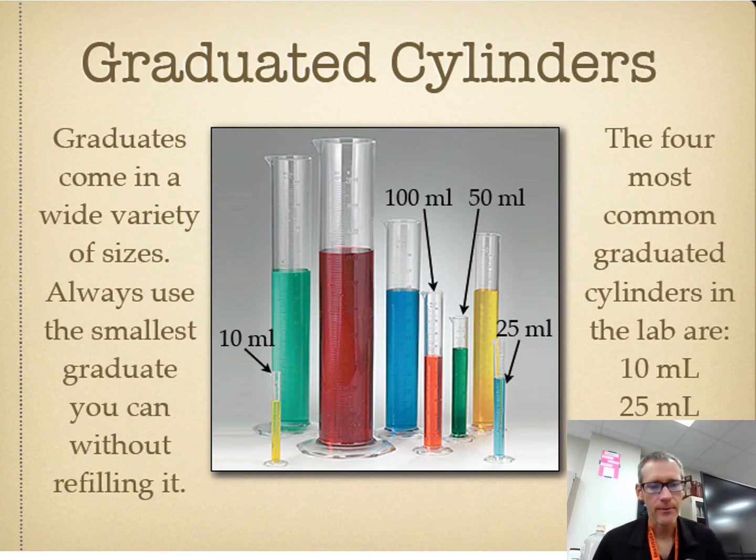Graduated cylinders are just vertical rulers that measure volume. This is always used to measure volume. You always want to use the smallest graduated cylinder you can without refilling it. So if you need to measure 5 milliliters, you use the smallest one possible, which is the 10 milliliter graduated cylinder. Most common ones we have are 10, 25, 50, and 100. We do have 250, 500, and 1000, but the ones that you will use mostly are going to be 5, 25, 50, and 100.